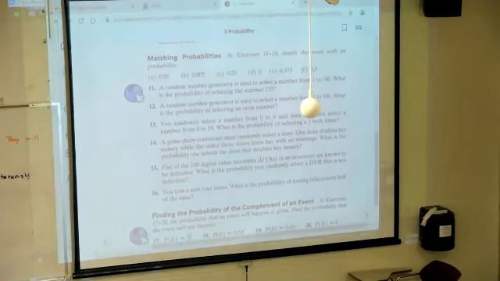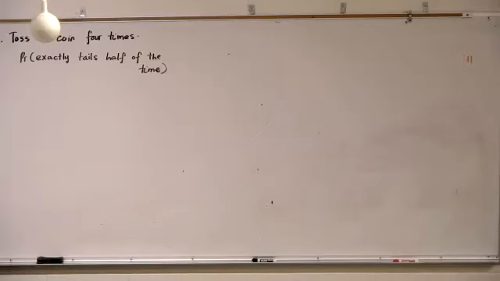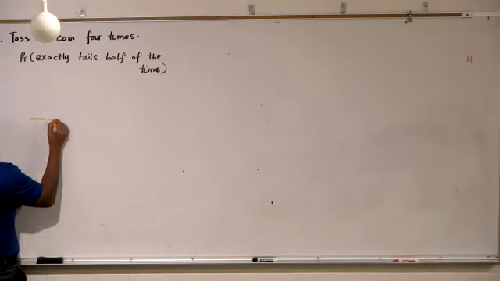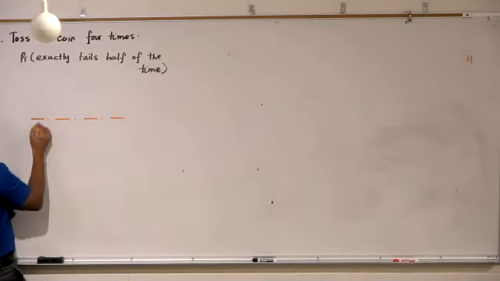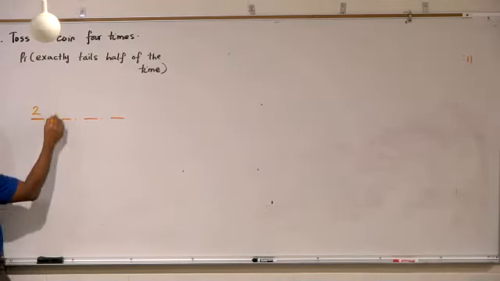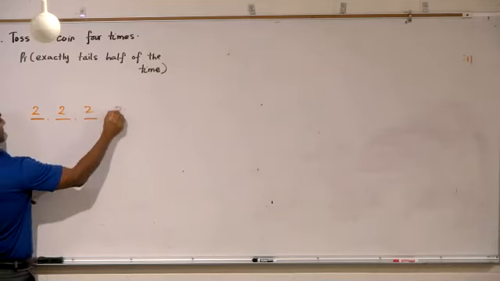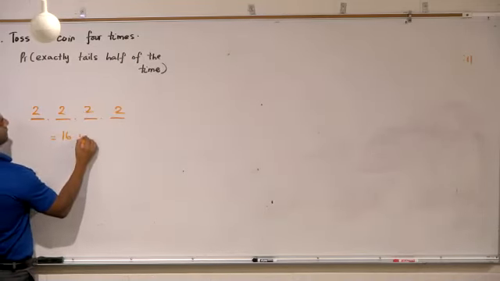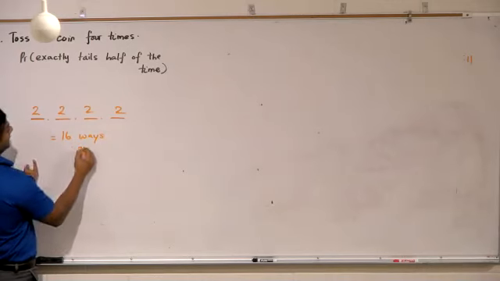So you toss the coin 4 times. What is the probability of tossing tails exactly half of the time? You do one half times... no, one half to the power of 4. Each time you get 2, so the first time you have 2 possibilities, second time 2 possibilities, 2, 2. In total, you have 16 ways or 16 outcomes.